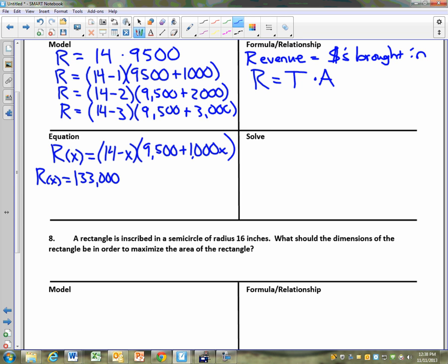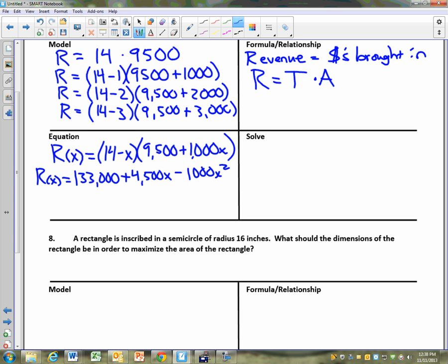And I do 14 times 1,000x, which is 14,000x. I do negative x times 9,500, so negative 9,500x. Add those together and you get 4,500x. And what's negative x times 1,000x? Negative 1,000x squared.